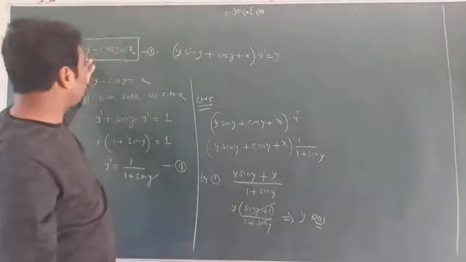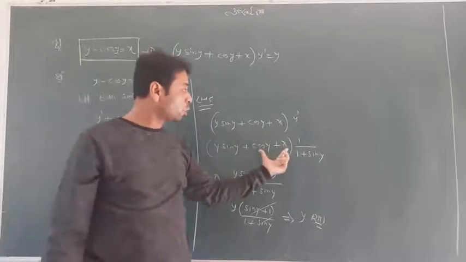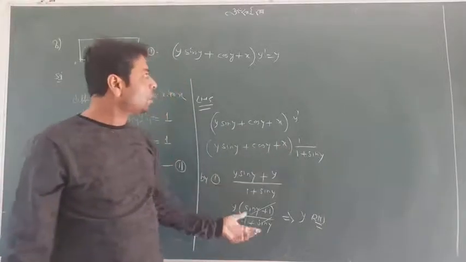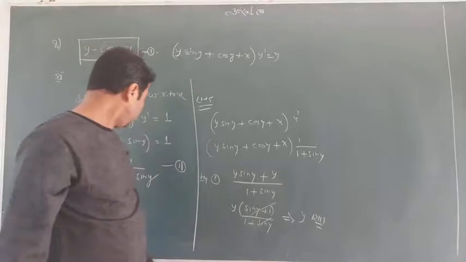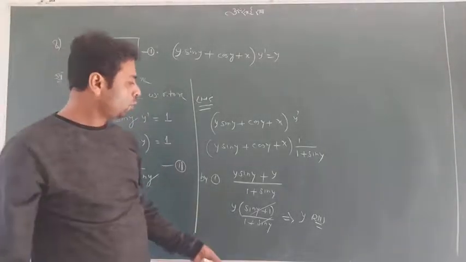So I took the help of the given, that x plus cos y equal to y. Instead of x plus cos y, I put y. So you could answer simply. So I don't think it's a trouble. It was a good question. So hope you have got it.